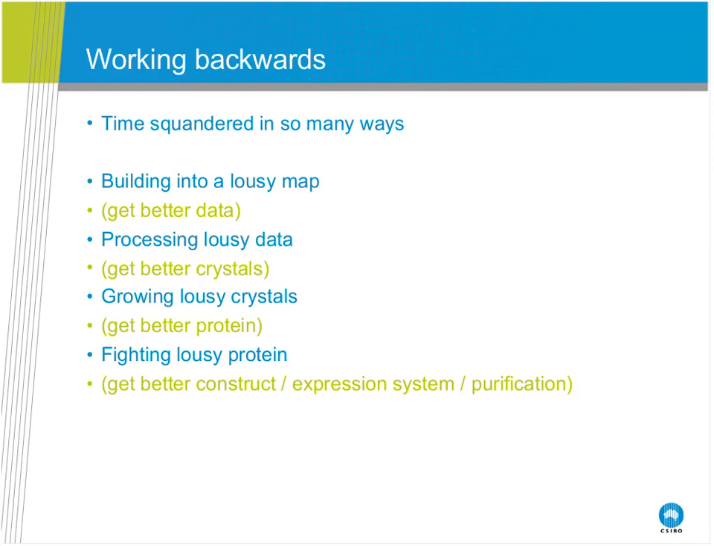That will tend to speed things up. Yeah, processing lousy data, once again, that's what heroes do. No, no, no, no, no. It's much better. I mean, you can always either try to get better crystals, or with the crystals you have, get better data. Talk to your beamline scientists. They're really good at getting the best data from the crystals at hand. If you're growing lousy crystals, grow better crystals, get better protein. And if you're fighting lousy protein, get a better construct, get a better expression system, purify things differently. What we have to remember is that everything we do comes down to the protein.